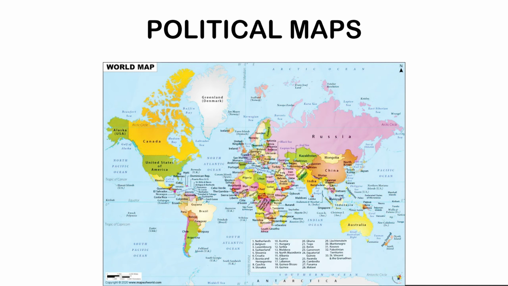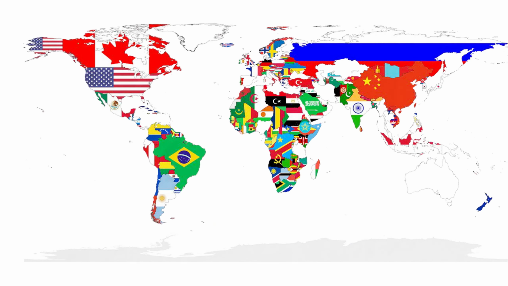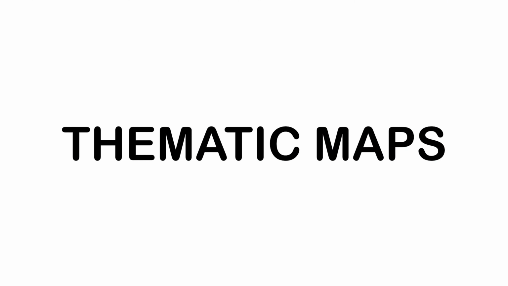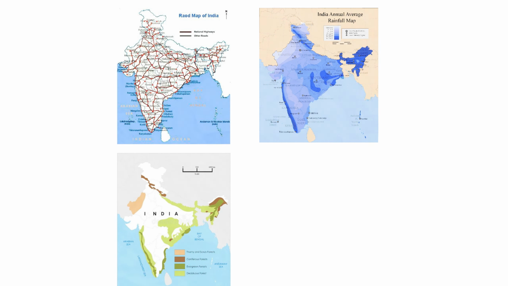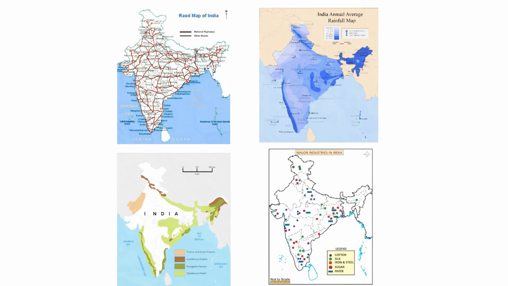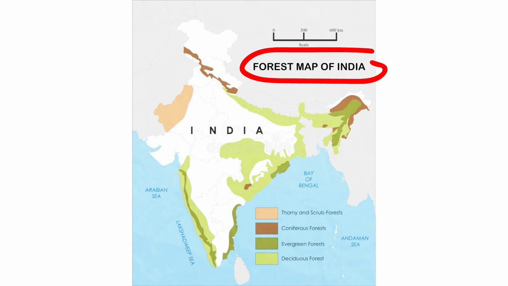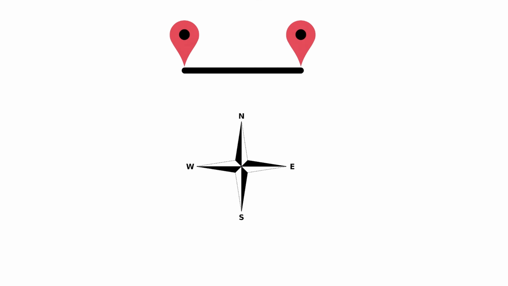Political maps. Maps showing cities, towns and villages and different countries and states of the world with their boundaries are called political maps. Thematic maps. Some maps focus on specific information, such as road maps, rainfall maps, maps showing distribution of forests, industries, etc. are known as thematic maps. Suitable titles are given on the basis of information provided in these maps. There are three components of maps: distance, direction, and symbol.